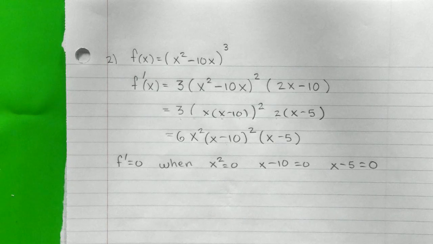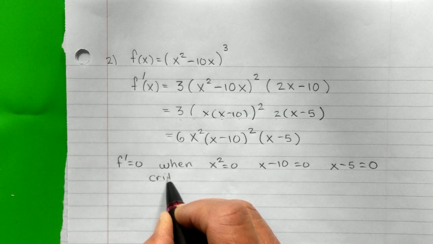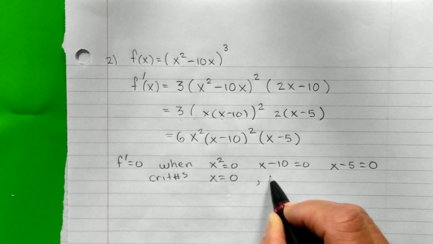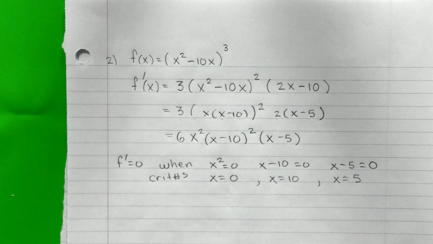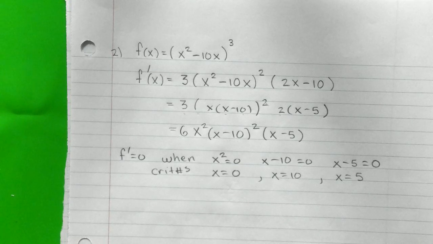The 6 is never 0. The only number you can square to get 0 is 0. The next one gives me x is 10, and the third factor gives me x is 5. So my critical numbers are x is 0, x is 10, x is 5. That's part A.